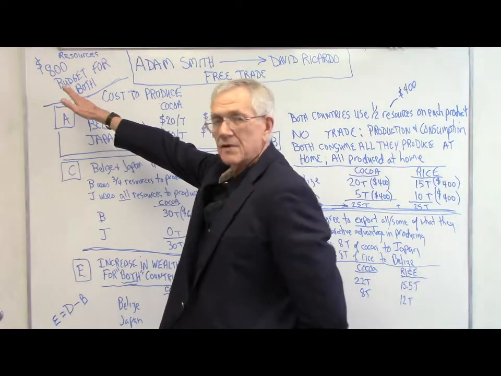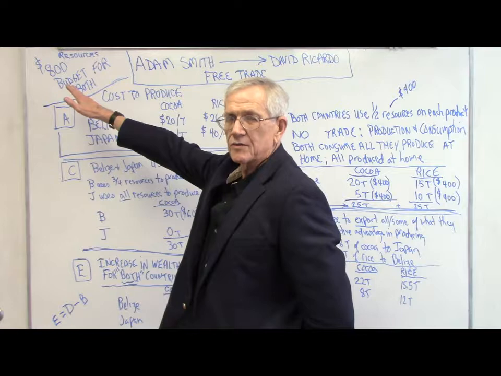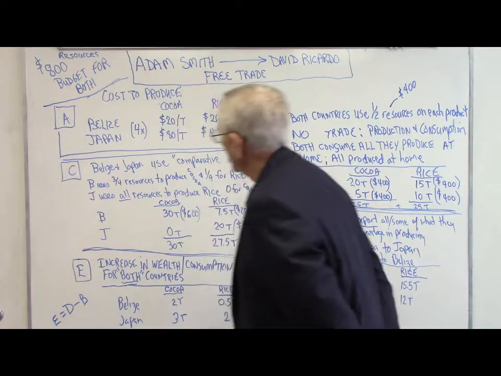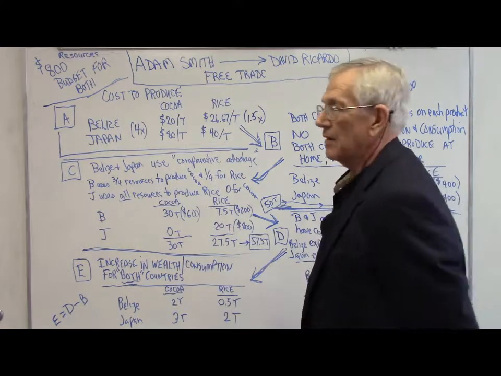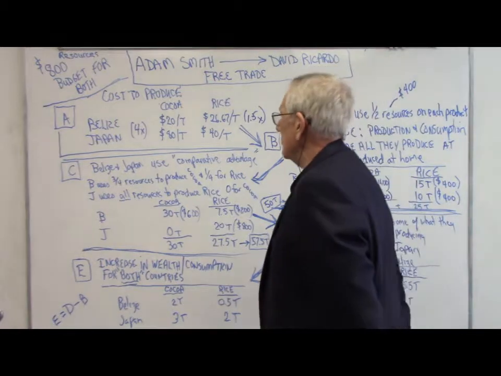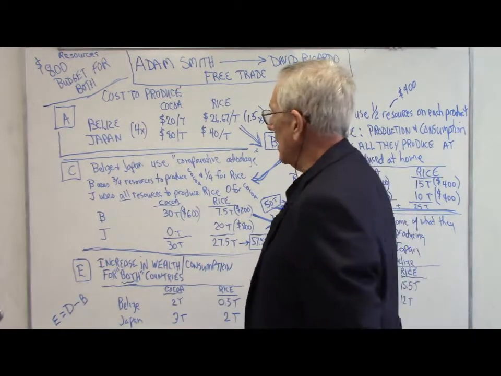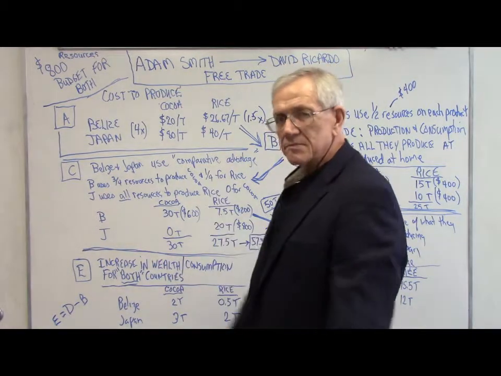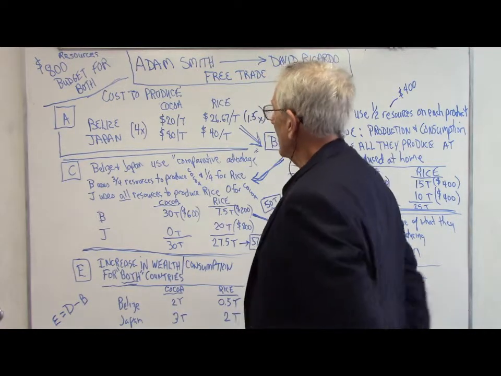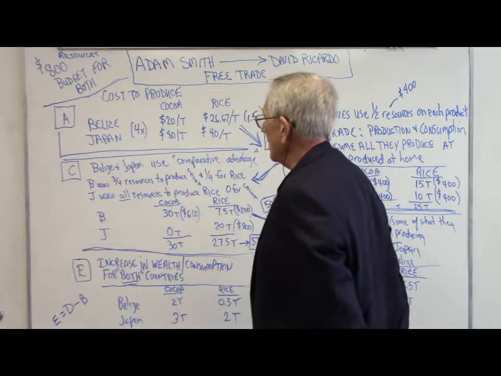I'm going to give both countries a budget of $800. You can say 800 million, I don't care, but $800 to make and produce both of these items. So that's the max bucks they can spend, both of them, to make both products.